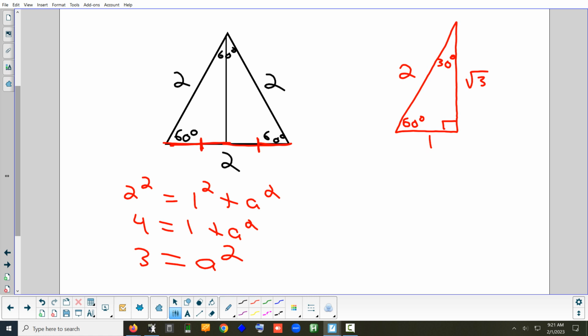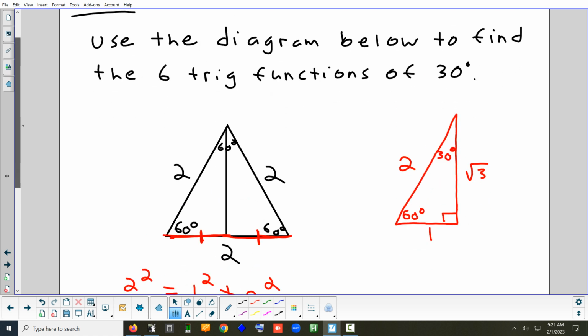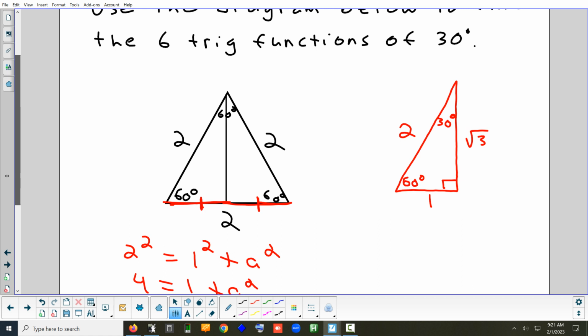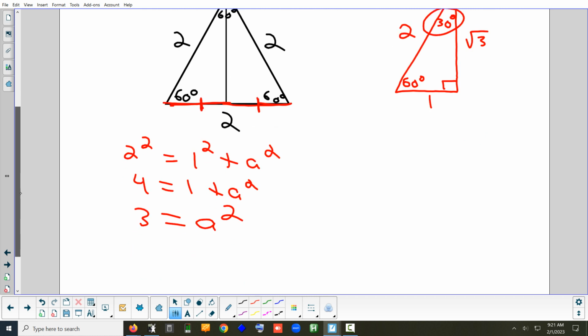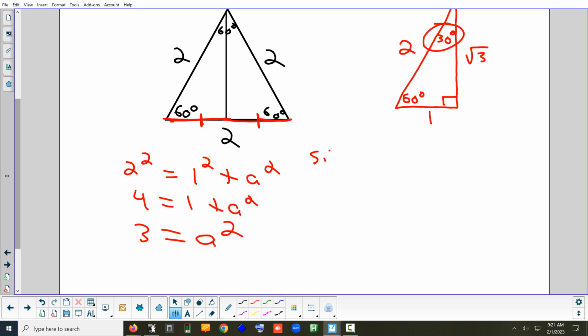All right, so now we figured out the diagram. That was the hard part. Now we just go through all the trig functions, and we're doing it for the 30. The original question said do it for the 30 and the 60. That'd be 12 different answers. We're just going to do it for the 30. So, Elva, what's my sine of 30 degrees?